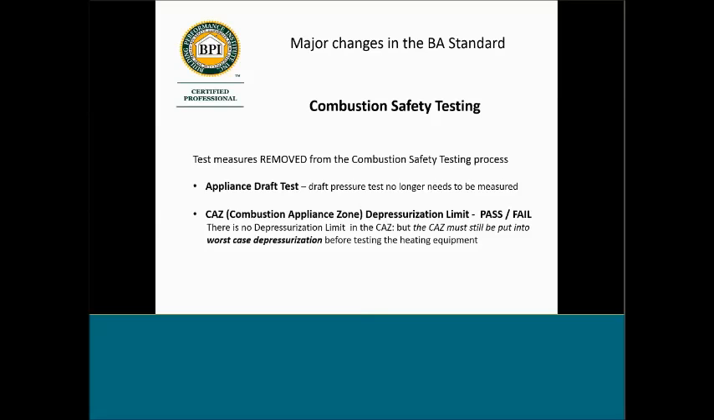Also, combustion appliance zone depressurization limit. There is no pass-fail on the depressurization limits. Although there is no pass-fail, you still have to put the CAZ in worst-case depressurization and run your tests, but there is no pass-fail on depressurization limits, so you don't have to worry about that any longer.